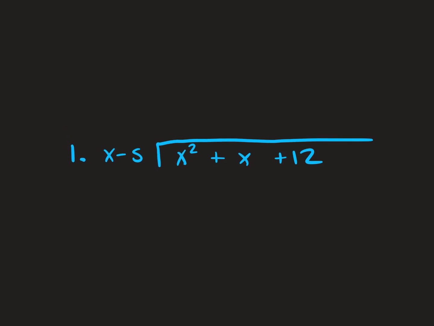So when we are doing long division, we always follow the same steps. Divide, multiply, then change the signs and combine.